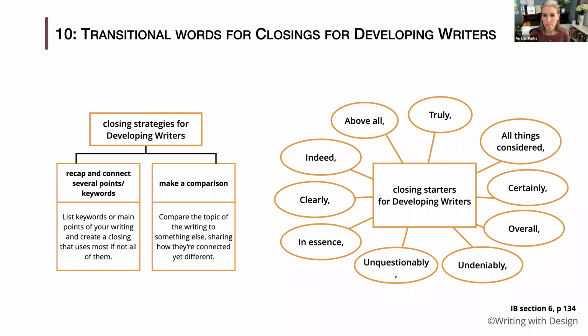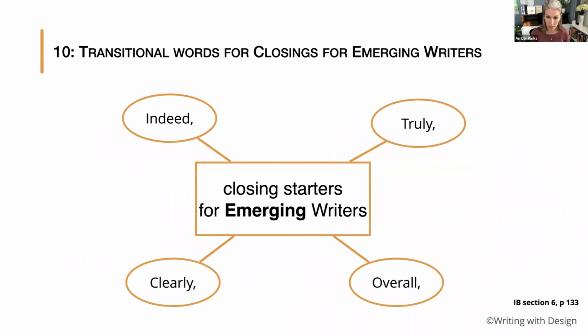What is the takeaway? And you can see on the right here with the brainstorming design, we have indeed, truly, clearly, overall sprinkled in there, but we have additional transitional words and some phrases as well. So this is what we call our developing list. It's a little bit more complex of a list, so feel free to use some of these for your closings as well if you are ready. But remember, these 4 are gems as well, and we want to always include these.